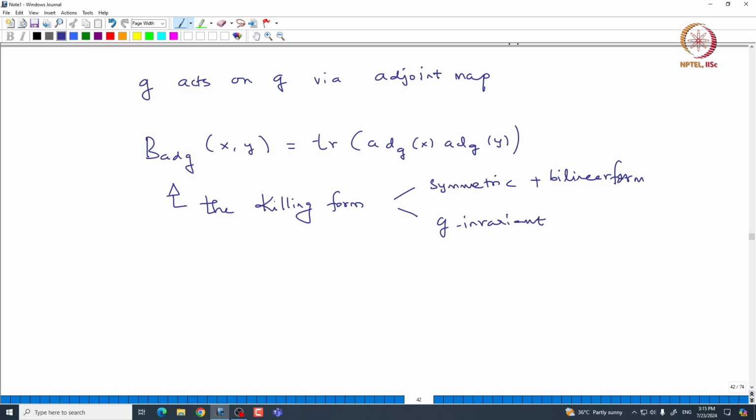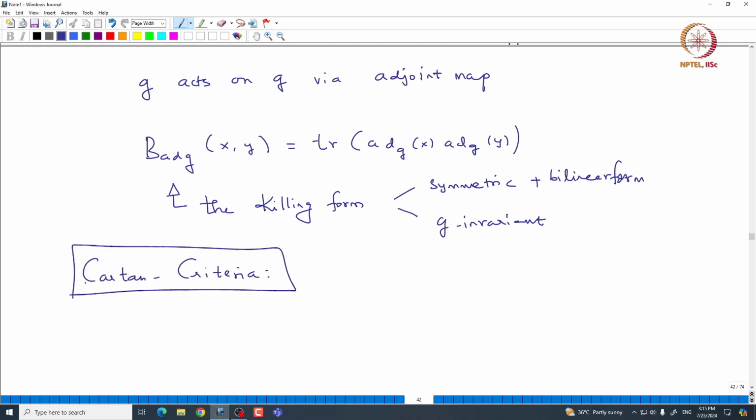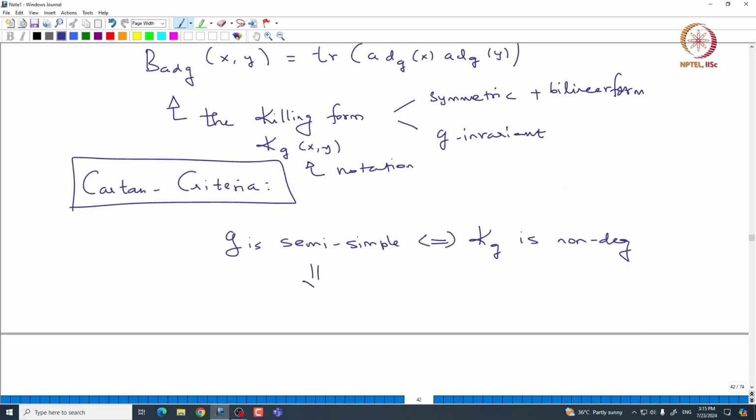One can ask the question: when is this form non-degenerate? That is answered using the Cartan criterion. The Cartan criterion says that G is semi-simple if and only if the corresponding Killing form, which is also denoted by kappa of G, is non-degenerate. We will use this notation. There is an easy way to define a semi-simple Lie algebra: it means G has no non-zero abelian ideal inside G. That is equivalent to saying that the corresponding Killing form is non-degenerate.